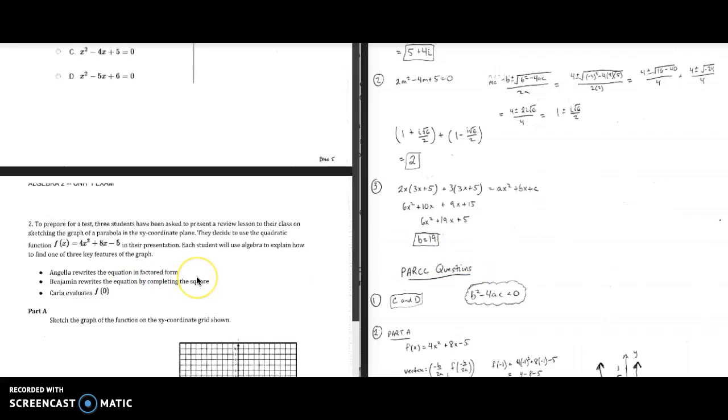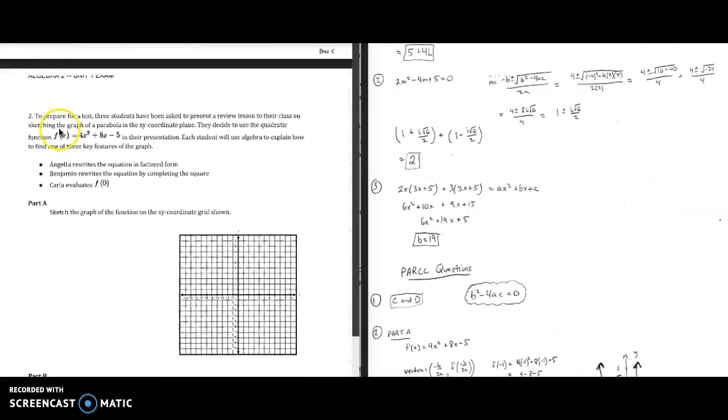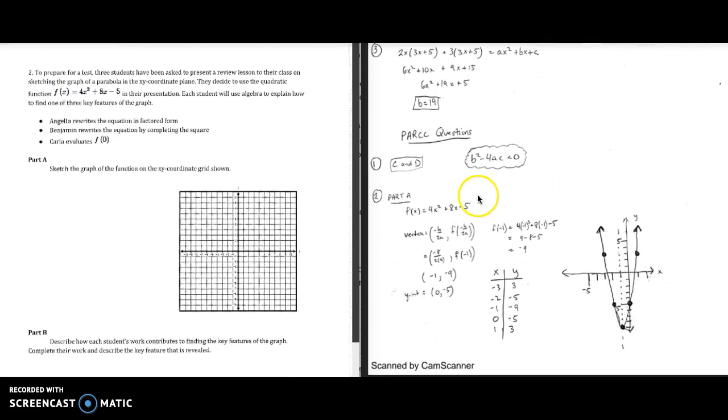Okay, we're picking up with the last question on the Unit 1 exam, question number 2 from the PARCC section. It's going to pull up.